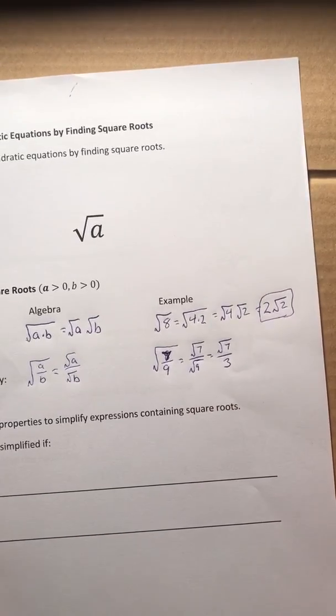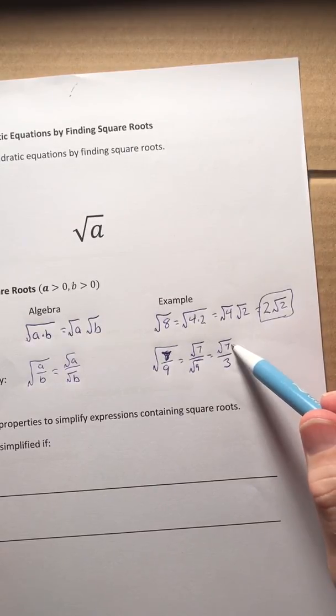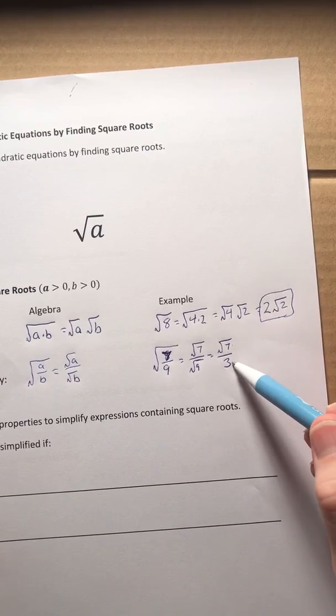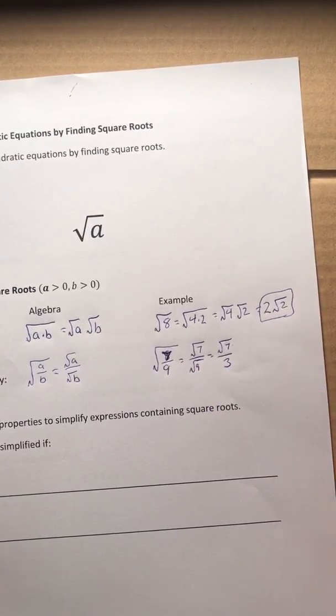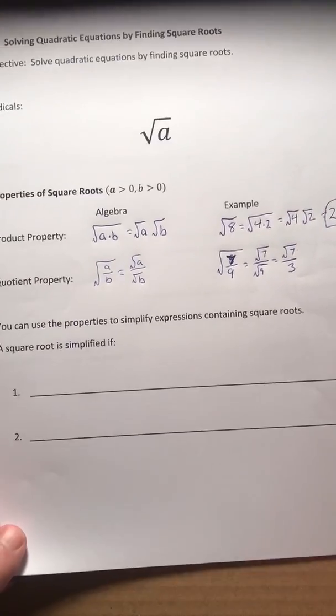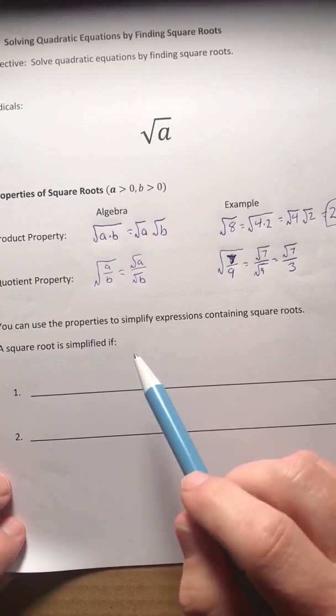Alright, so with radicals, you can have a radical in the numerator of the fraction. You can't have one in the denominator, and you cannot have a fraction under a radical. It's not simplified, because that's what we're talking about next. You can use these properties.